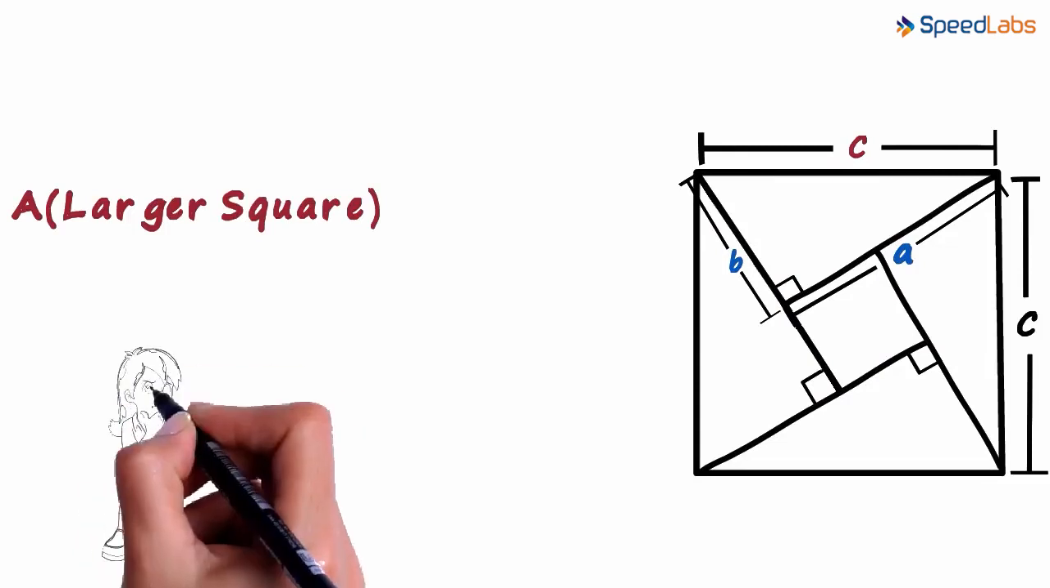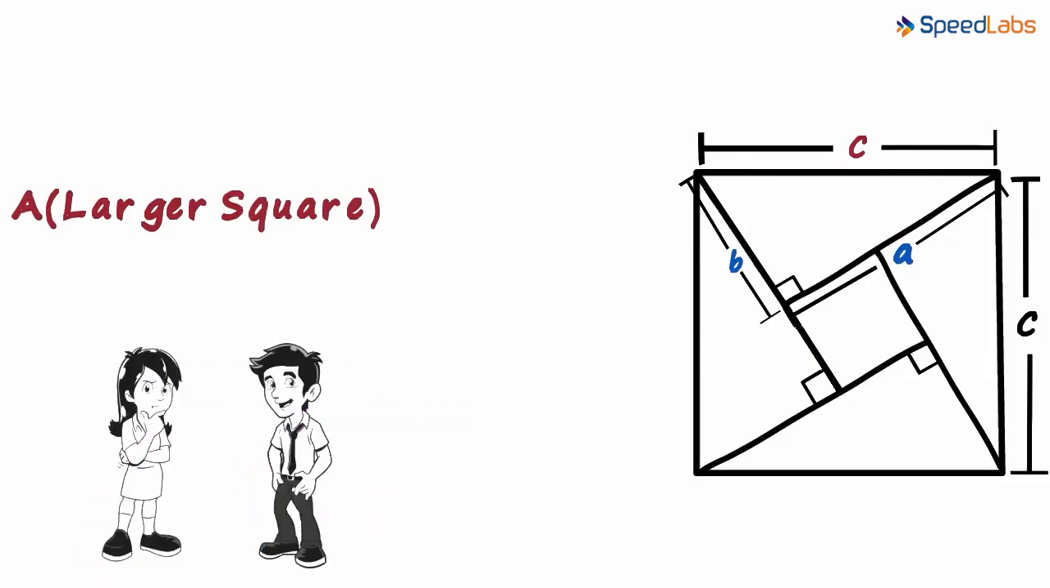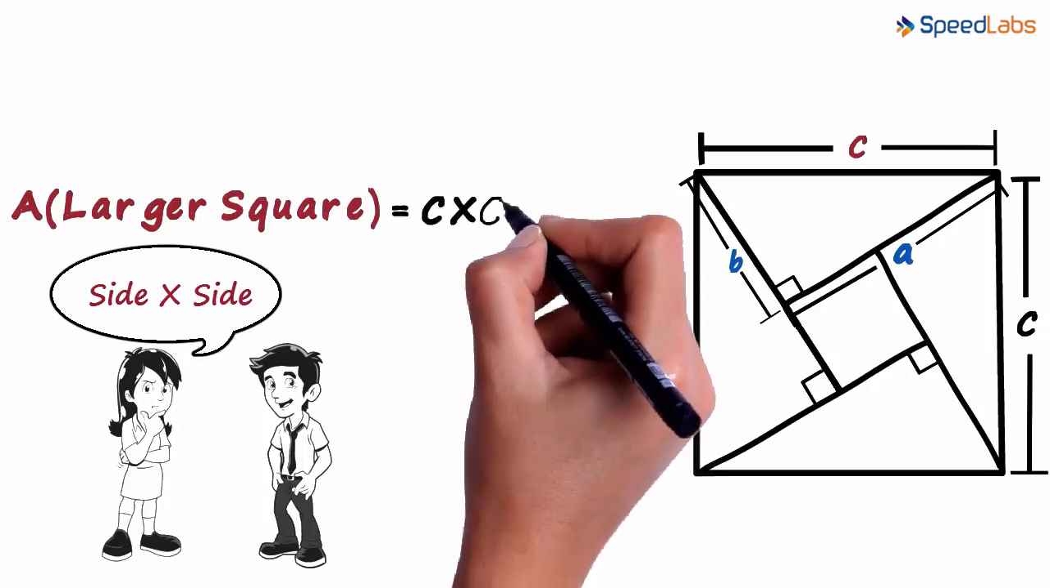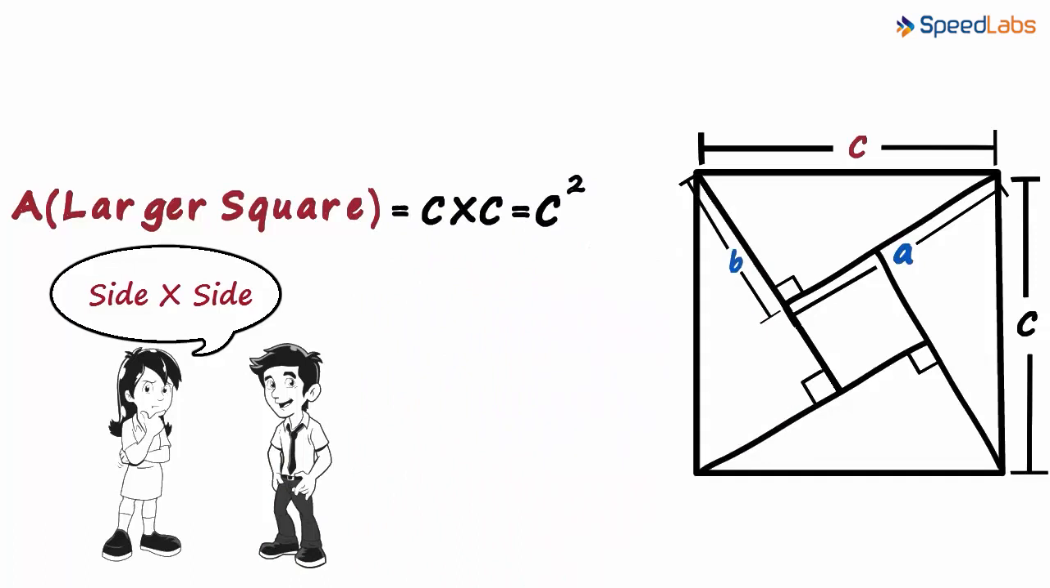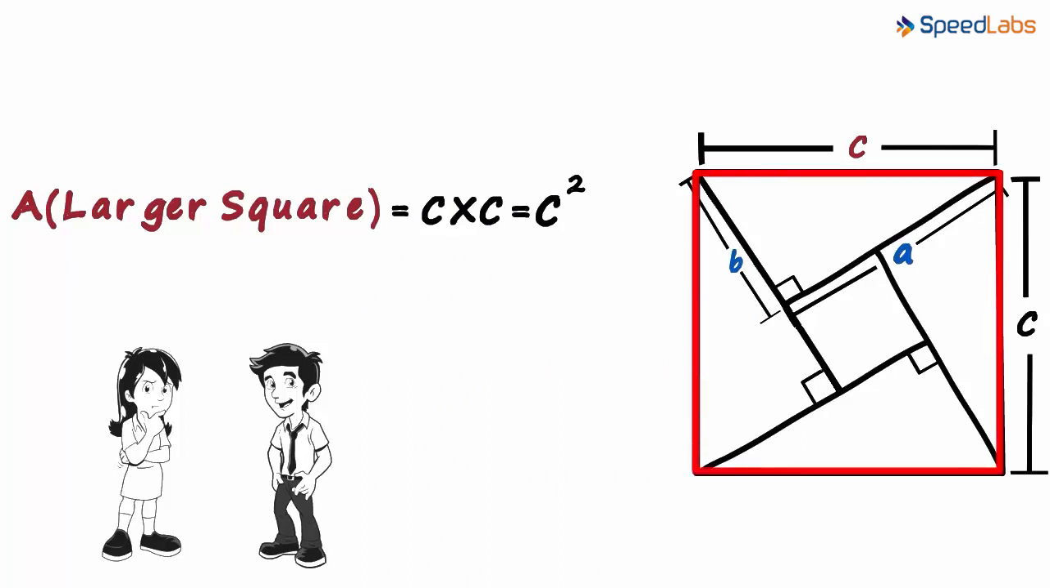Zara and Zen were discussing how they can find the area of the larger square. Zara says that the area of any square equals side multiplied by side. So she writes the area as c times c, which equals c squared. Zen does not use the formula, but instead thinks of a different way to find the area of this square.